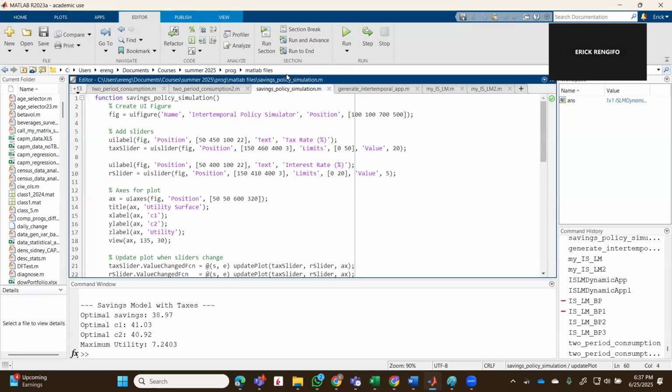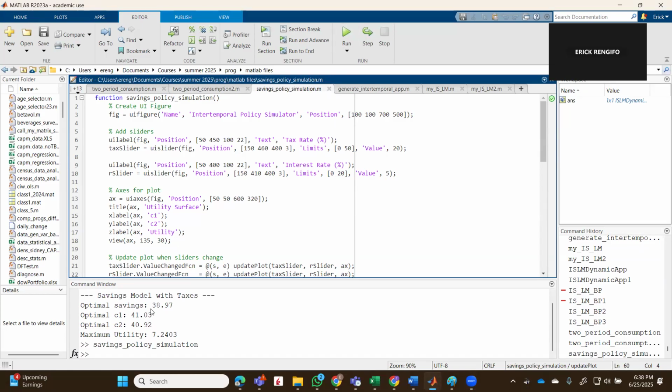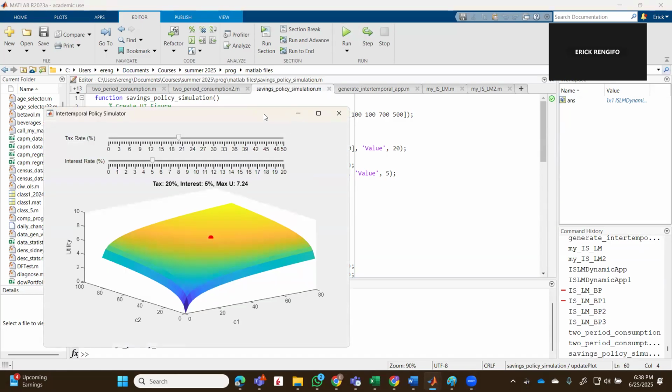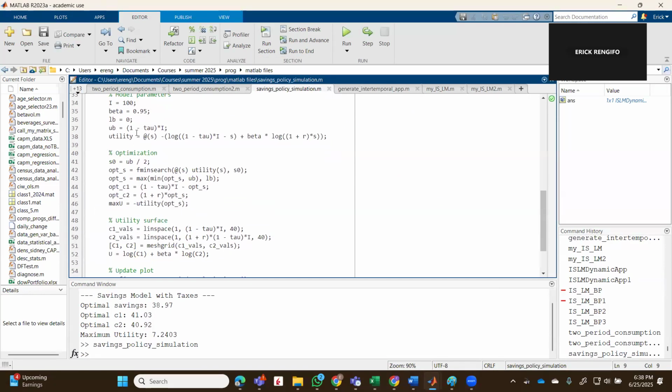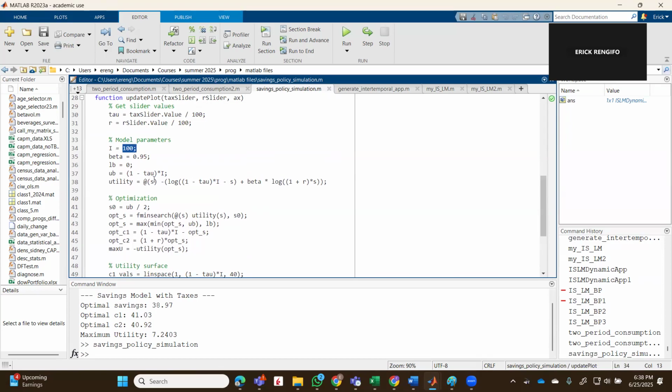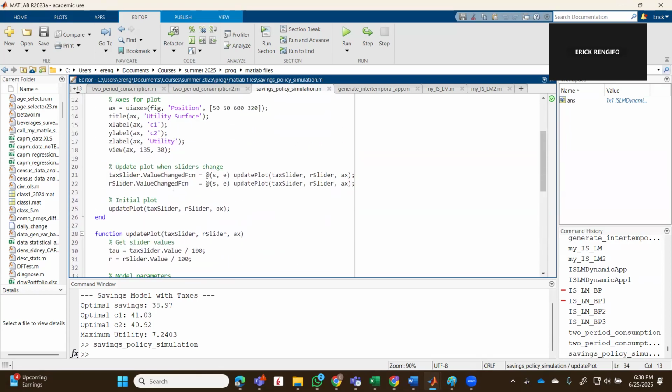Okay. Let's run this one here. So again, I have the optimal, but take a look at this cool thing, guys. Now you have C1, you have C2, you have the utility, you have the optimal utility here, the one that we have found already. But this is based on specific numbers. Remember, I said that the taxes are 20% and my interest rate is 5%. Remember, this is part of my assumptions here. 100.